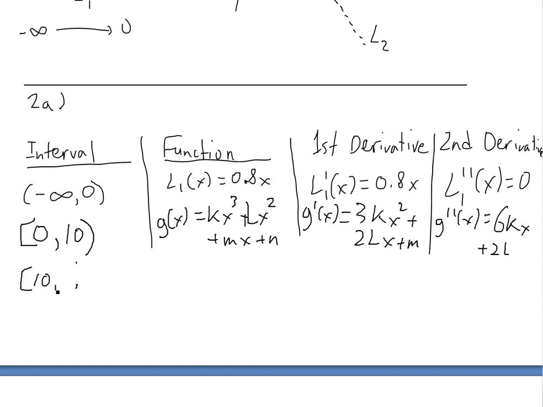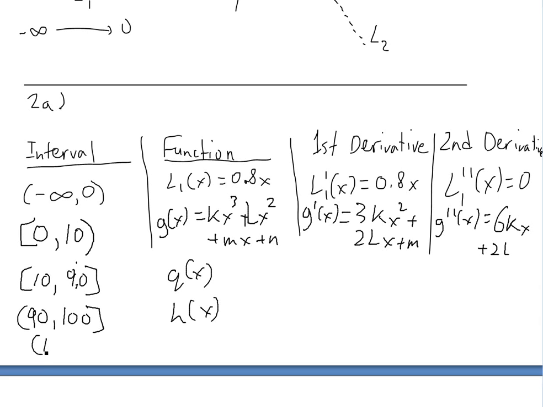So that's the equation. And then we keep doing this further and further. Then the next one's going to be from 10 up to 90. That's our parabola. We'll call this q of x. Then we go further, from 90 open bracket up to 100, closed bracket. And after that, this is going to be our h of x, our other cubic function. Then we get to 100 up to infinity. This is just our straight line right here, L2 of x.